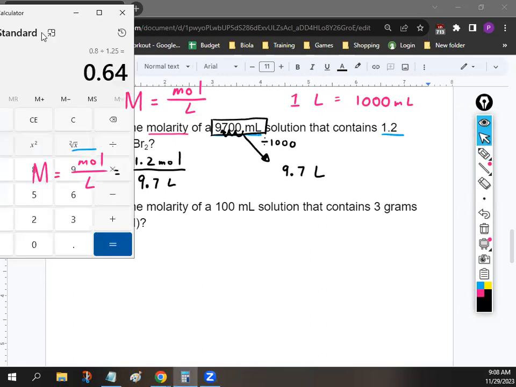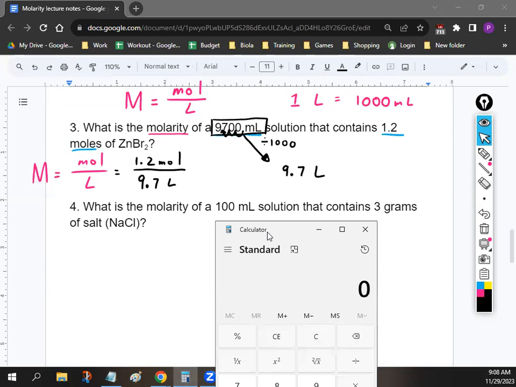Just be very careful of that going forward, because when we do our labs, you're going to get the measurements in milliliters 100% of the time. So you'll have to convert it into liters. Just divide by 1,000.